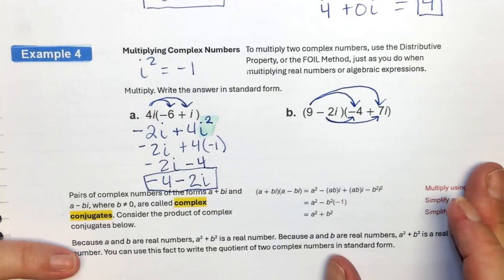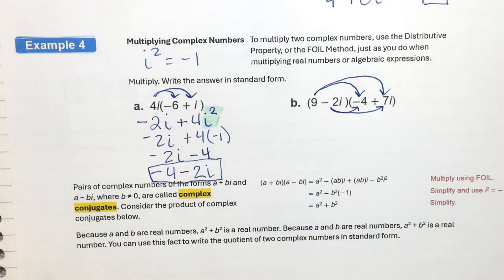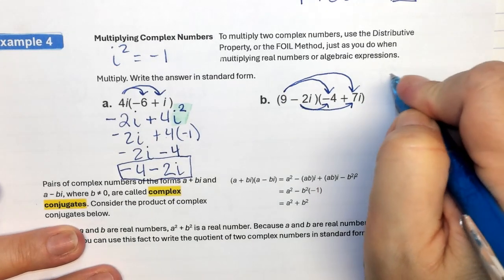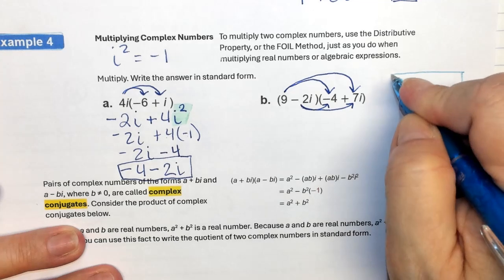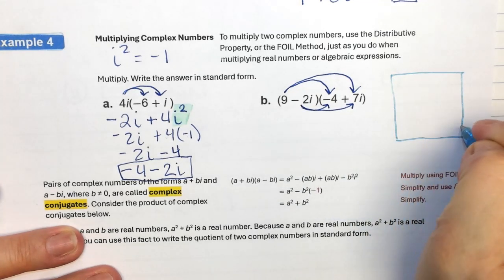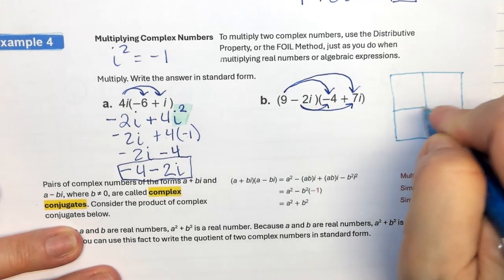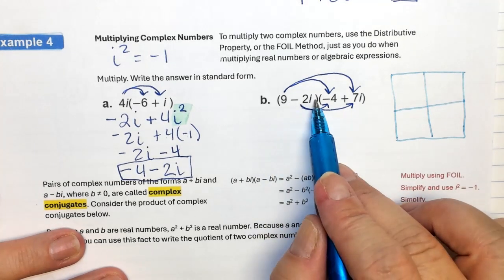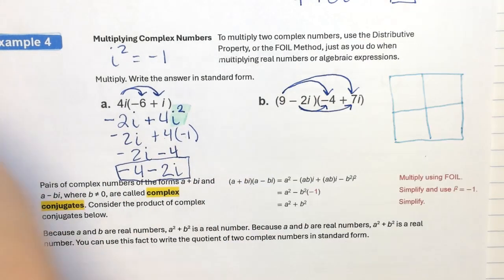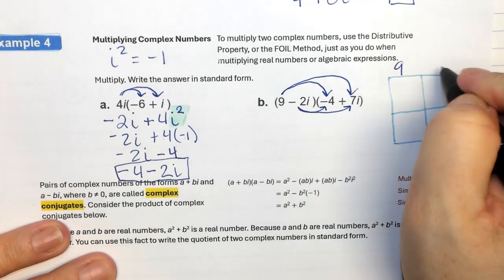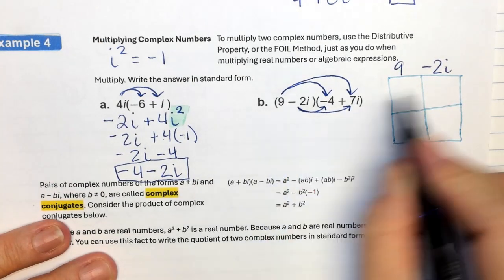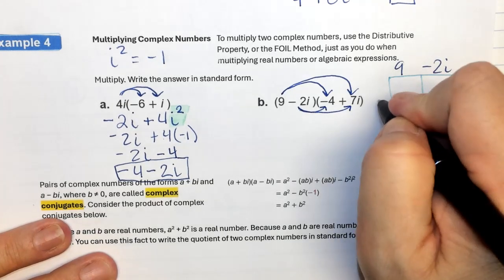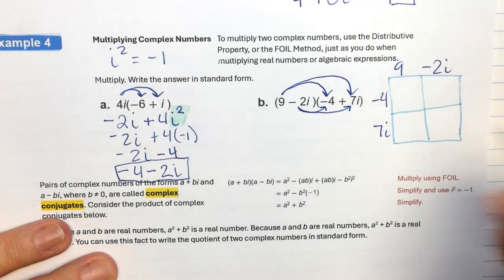All right, so like I said, with this one, I am going to show the box method. If you're not a box method fan, you do not have to do it. You can use whatever method is easiest for you on this. But like I said, if you lose numbers easily, this might be a better way to organize it and help you. So all I'm going to do is write these. So I've got 9 minus 2i. So I've got this one. I just wrote it here. Could you write it here? Yes, it does not matter which side you write on. Then we have -4 and positive 7i.